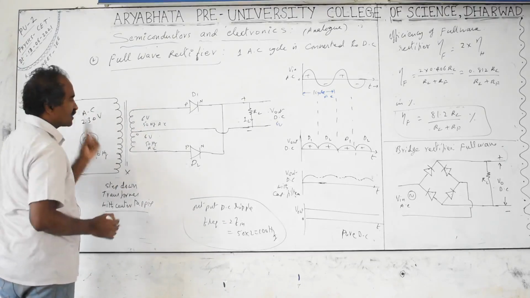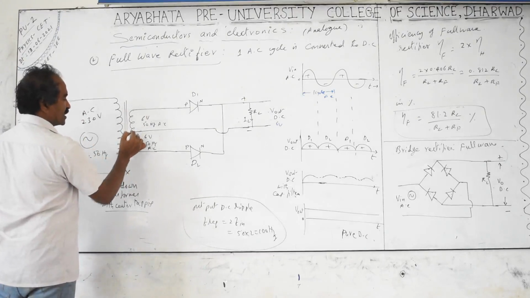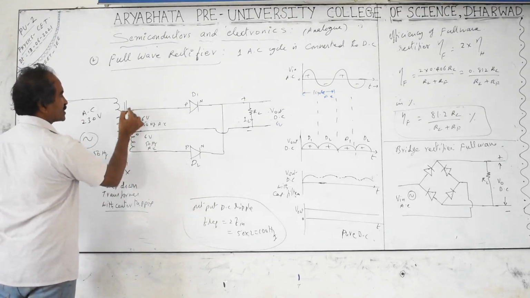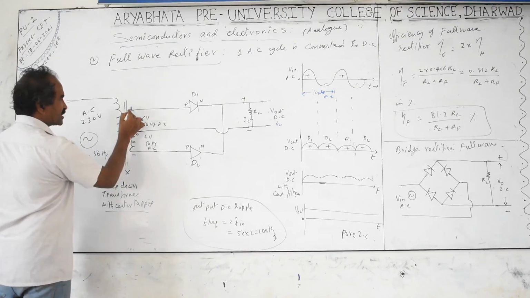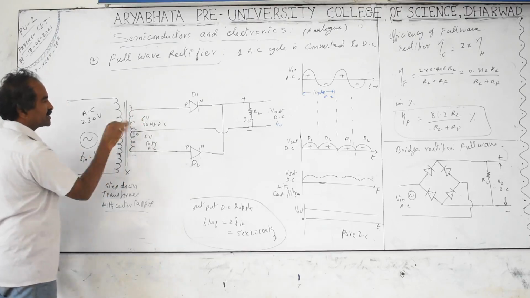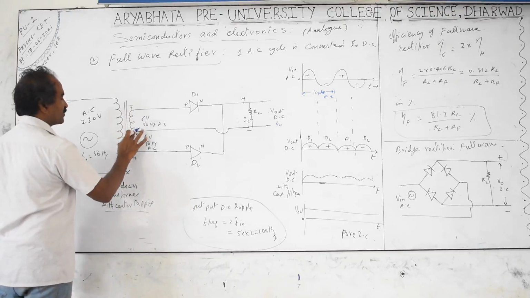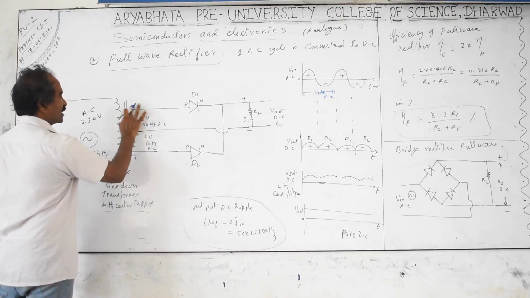The center point is actually like a neutral point. If this is plus 6 volts, this will be negative 6 volts. With respect to plus, this is a minus. With respect to minus, this will be plus. Alternating current alternately changes plus minus. When this is minus, this will be plus. This is plus means this is minus. The center is always electrically neutral, 0. So this is taken as a neutral.